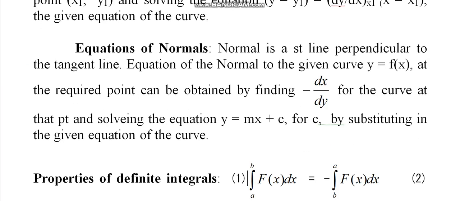For the equation of the normal, we know that the normal is a straight line perpendicular to the tangent line. So the equation of the normal to the given curve is obtained by y minus y1 is equal to minus dx by dy at (x1, y1) into (x minus x1). In other words, the slope of the normal is minus dx by dy and the slope of the tangent is dy by dx. We need to remember these points to find the tangents and normals.